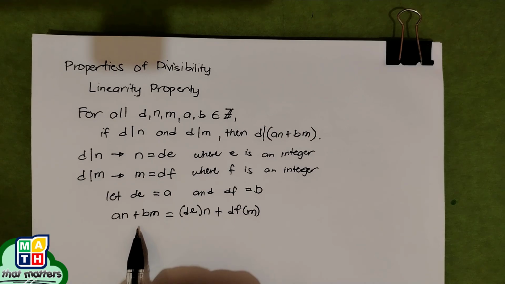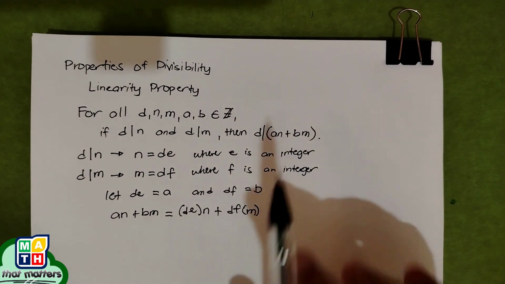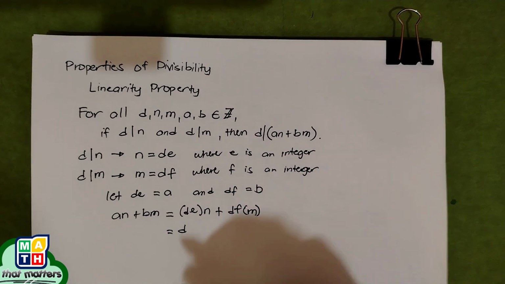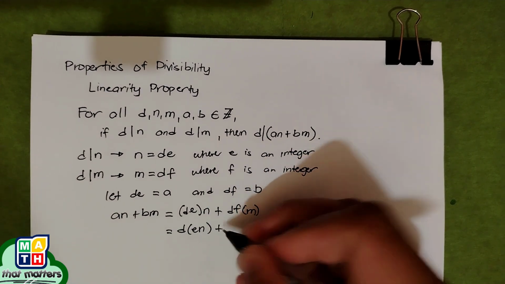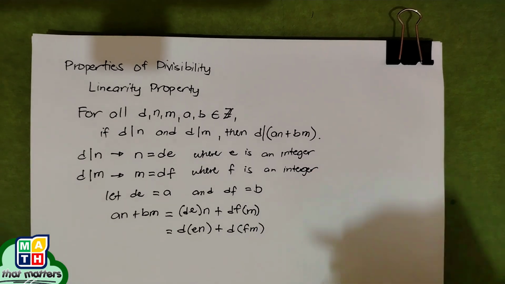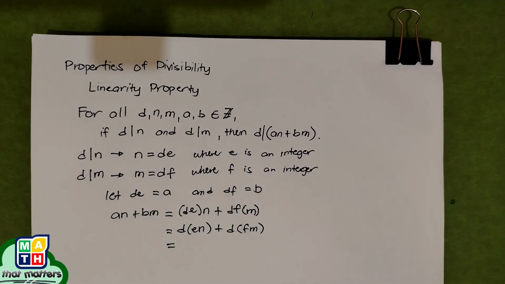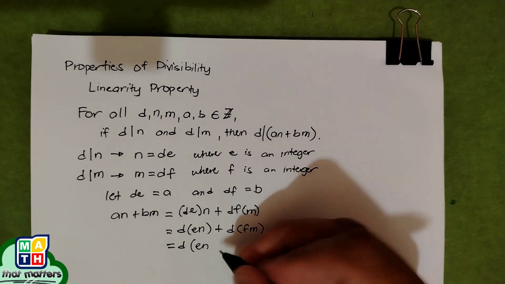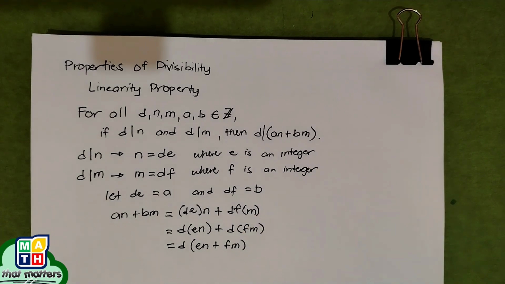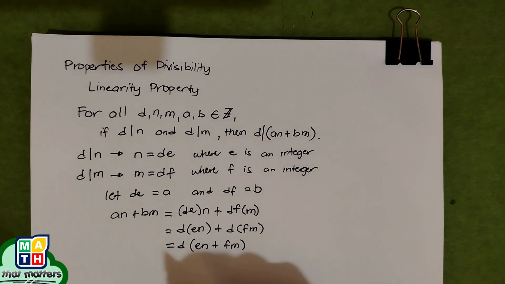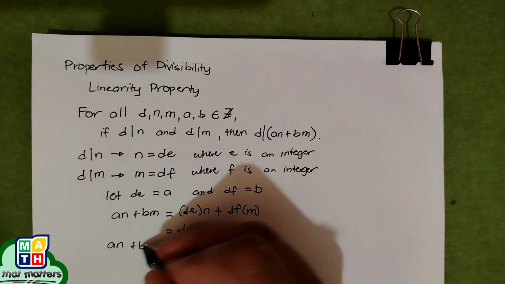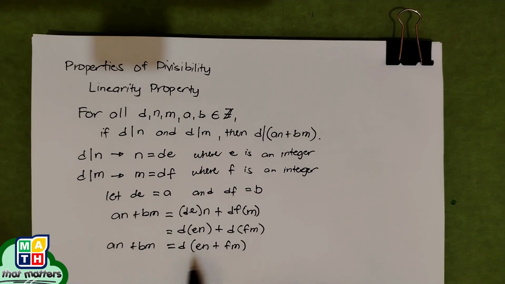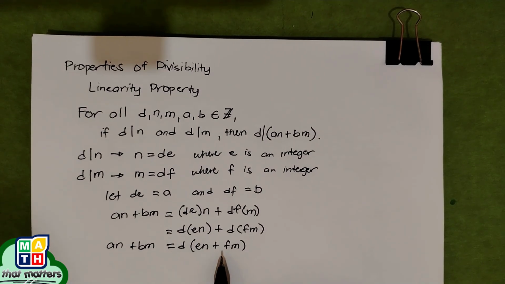Take note that we're trying to introduce this so that we could come up with this expression later. Now from here, we can actually use the associativity of multiplication. You have D times EN plus D times FM. Then with that, we can have this form: you will have the factor D and an expression of EN plus FM. So once we have this expression, AN plus BM is equal to a product of D and a certain expression.